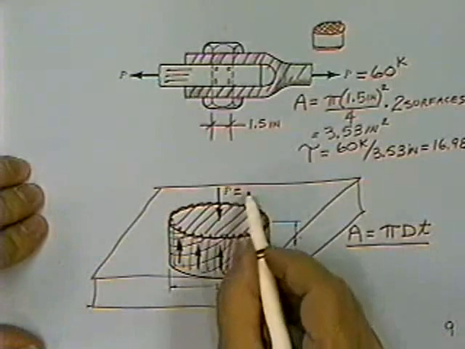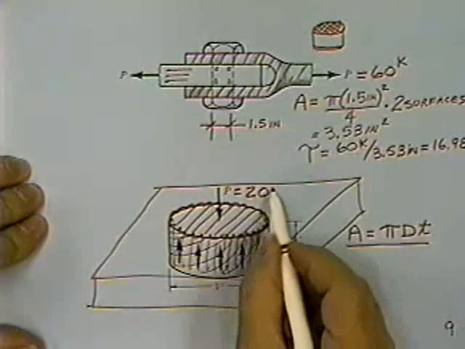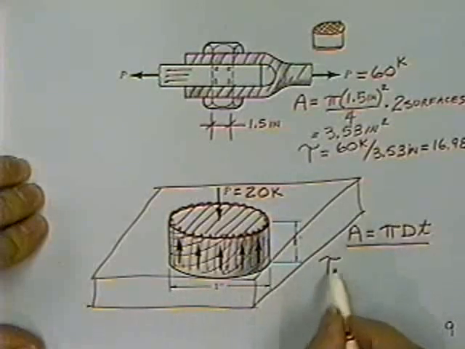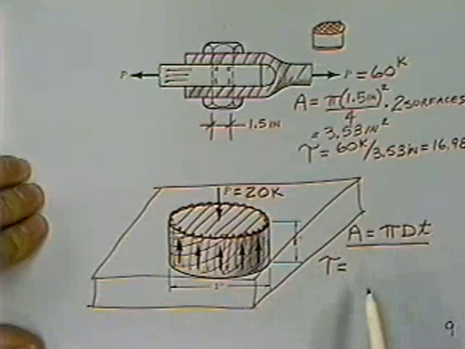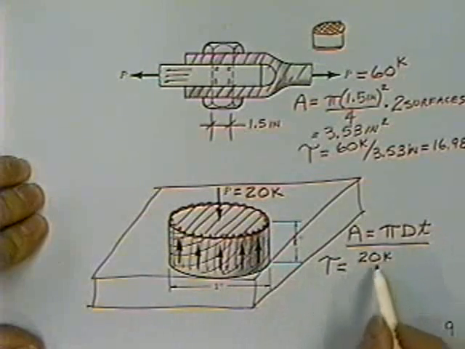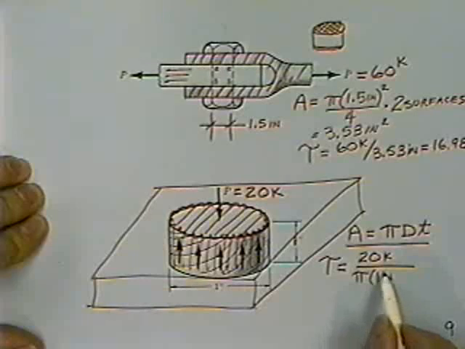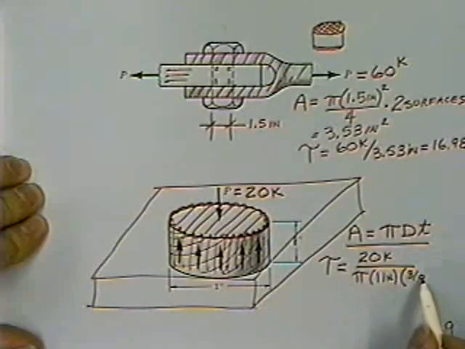So if our load P were 20 kips, just to pick a load, then we would say that the shearing stress is equal to the load, 20 kips, divided by pi times the diameter of 1 inch times the thickness of the plate, 3/8 of an inch.